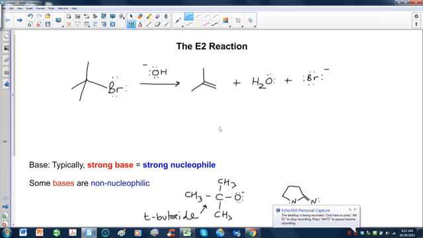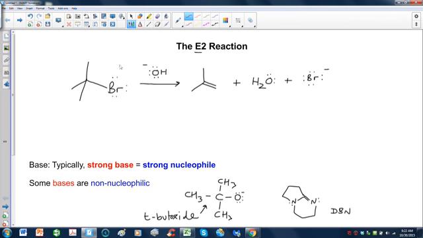Alright, so here I want to talk about a reaction called the E2 reaction. Now E2, well, E stands for elimination. You've seen elimination reactions before. They're ones that form alkenes. 2 means the same thing as 2 means in the SN2 reaction, meaning bimolecular. So there is something of a difference between E2 and SN2 reactions, but they also have some similarities.